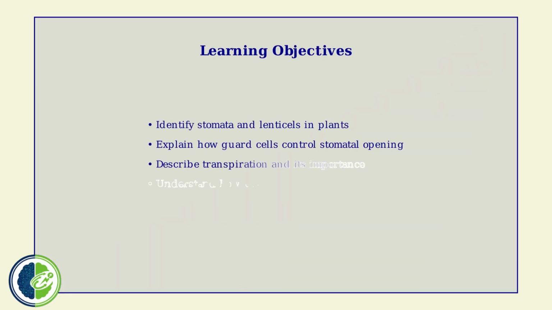Welcome back. Today we're exploring how plants handle excretion. You might think plants don't need to excrete waste like animals, but they actually have their own clever systems. By the end of this lesson, you'll understand how stomata and lenticels help plants breathe and manage water loss.